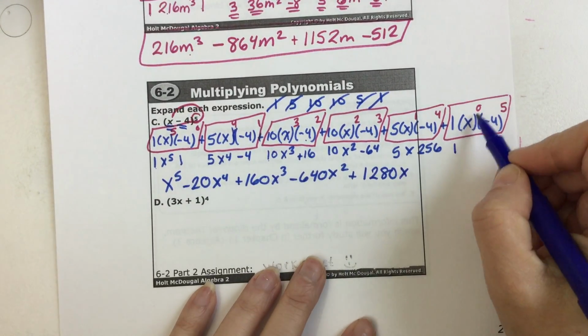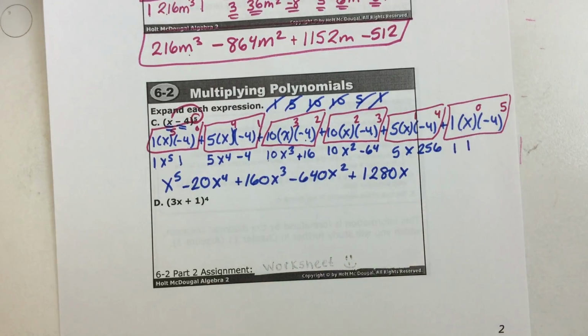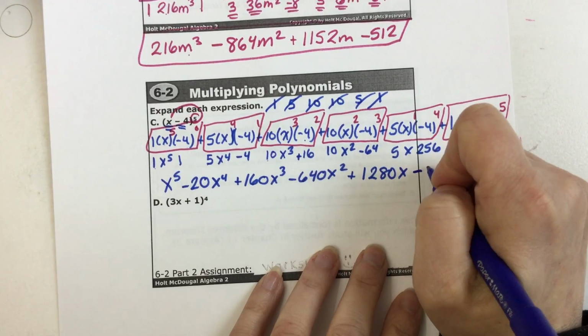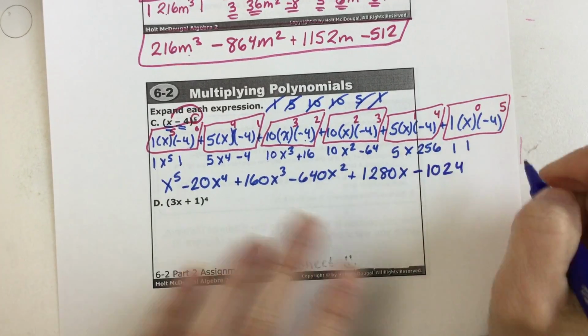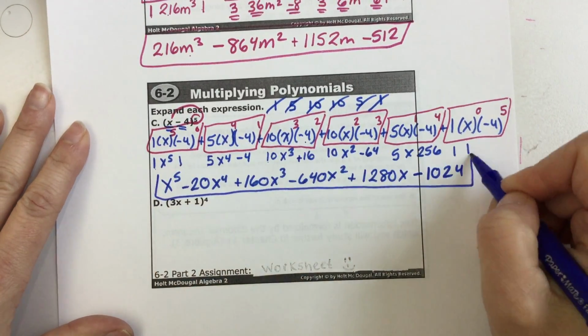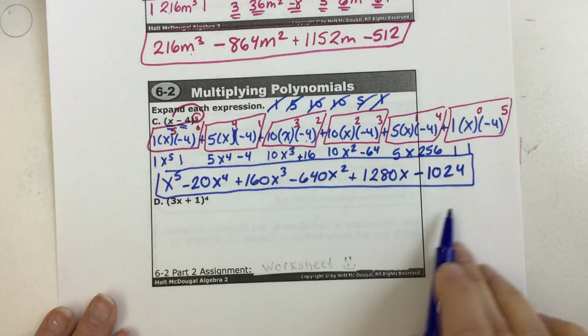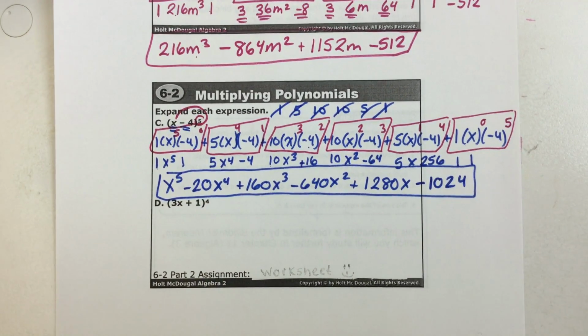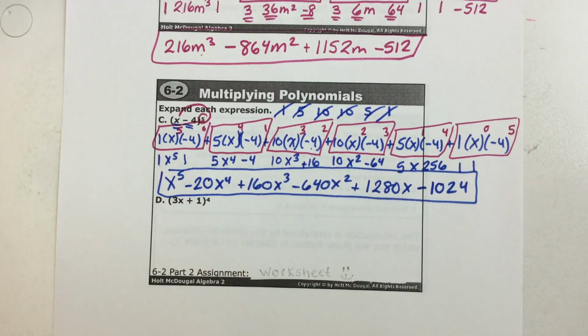Last term, I have a 1. X to the power of 0 is 1. Negative 4 to the power of 5 is negative 1,024. Here is your final answer. Now, without doing this, we would have had to have written out x minus 4, x minus 4, x minus 4, x minus 4, x minus 4, then multiply two things at a time, and at the end, hope that we didn't make little mistakes as we combined like terms to get this answer.